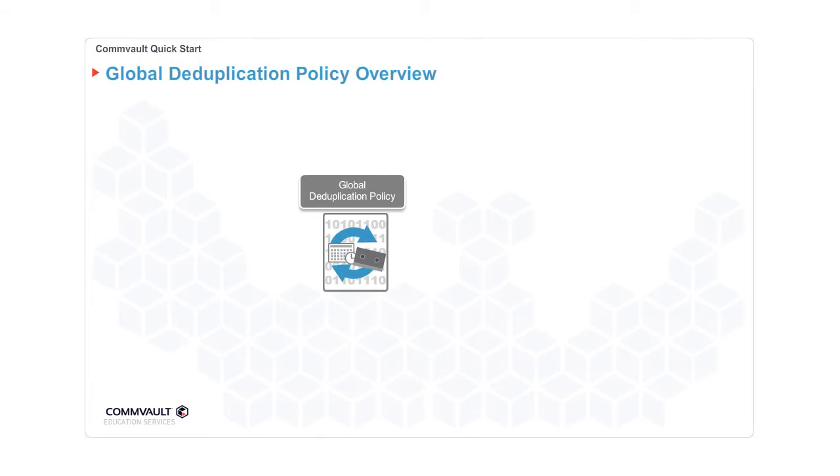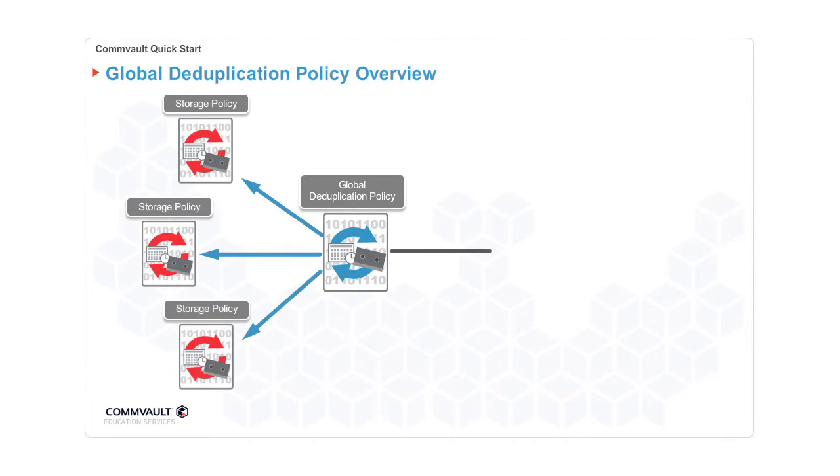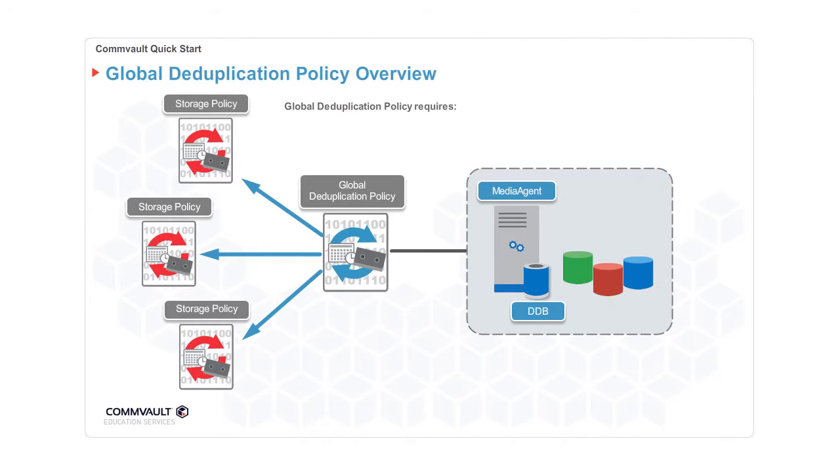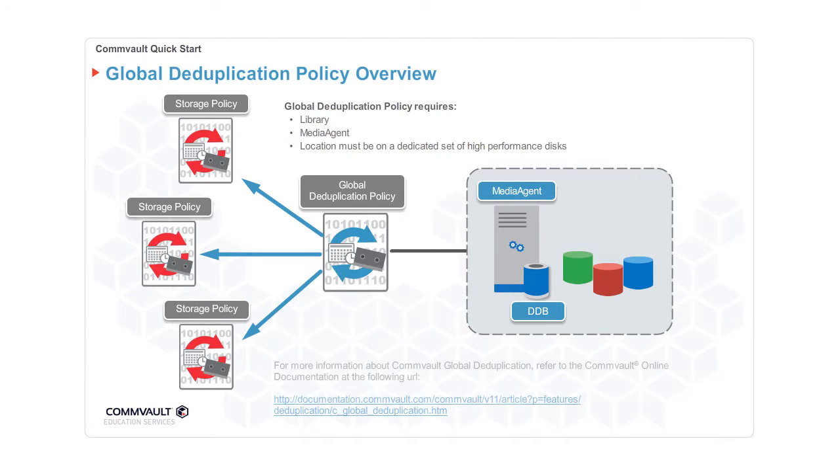A global deduplication policy is used to link one or more storage policies to a common disk library and a deduplication database, or DDB. This provides efficient deduplication ratios and greater flexibility. While creating the global policy, the library, media agent, and location of the DDB must be provided. The following demonstration shows you the process to create a global deduplication policy.